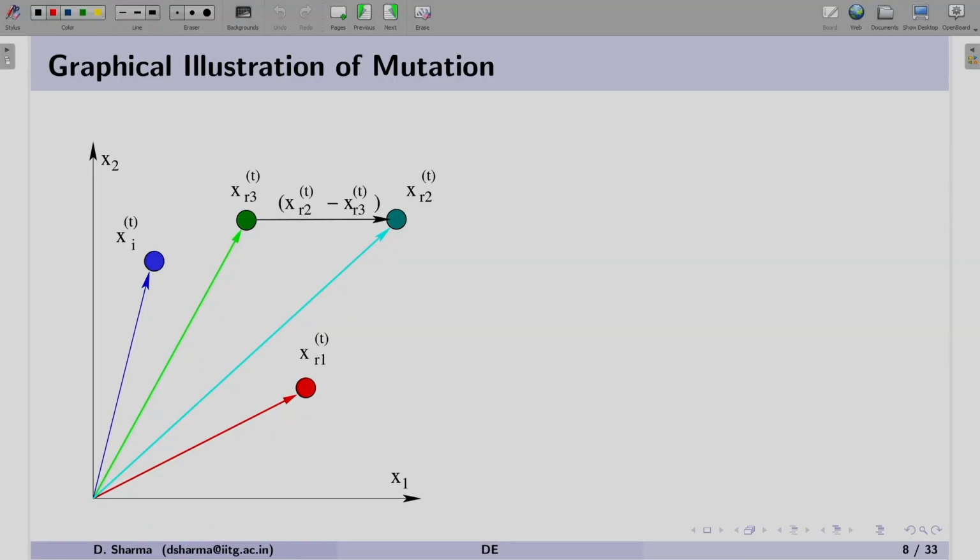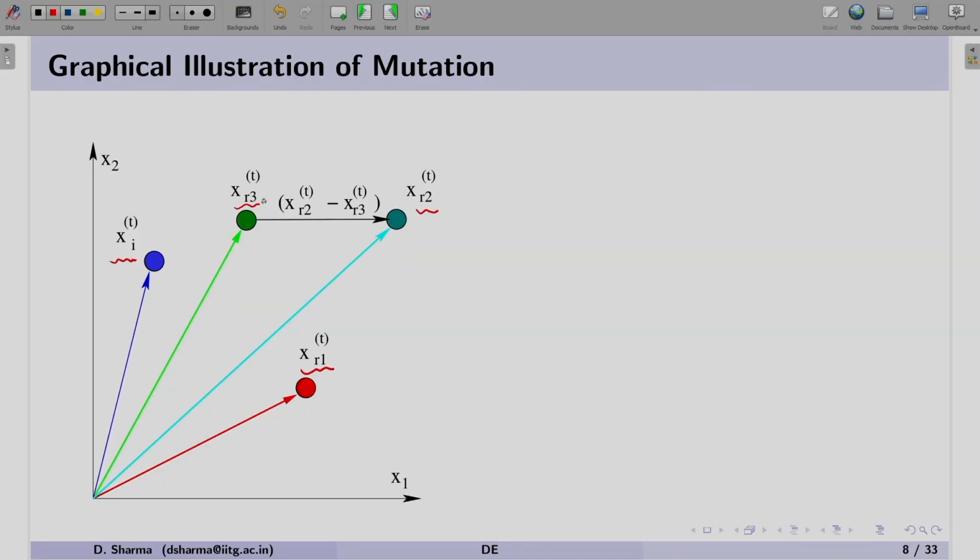As we can see here, we have the target vector, which is represented in blue, and three randomly chosen vectors, say R1, R2 and R3. The green, red and cyan colors are three different colors used for the three randomly chosen vectors for a target vector i. Now, as we know, we are going to use a difference in the vectors to create a mutant vector.